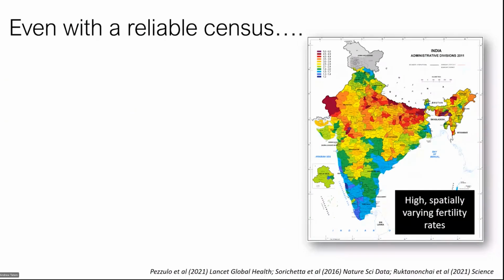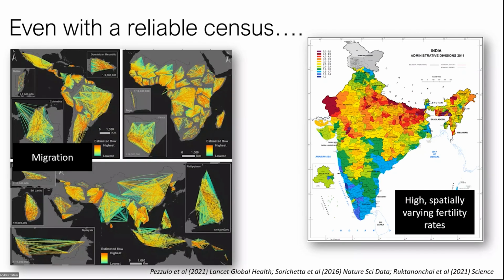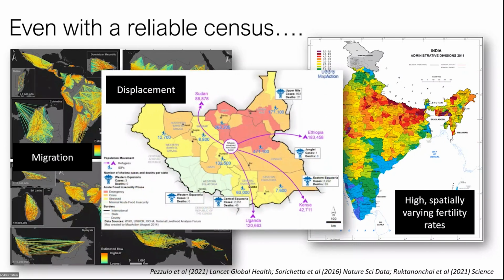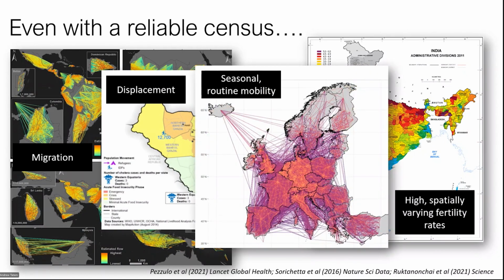Plus, even when we do a reliable census every 10 years, there can be high spatially varying fertility rates that are hard to predict. There can be migration patterns that change those numbers subnationally. Some countries have significant rates of displacement. And then, of course, across the world, there is this seasonal routine, all kinds of mobility going on that change our population numbers all the time.